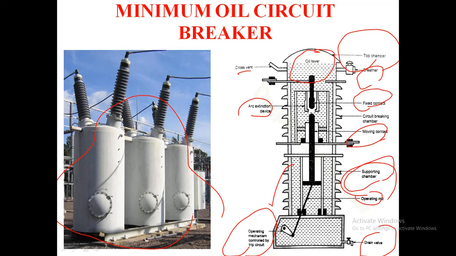So the process of turbulation is that the main section of the arc is successfully quenched and the streams of oil are separated, moving across each section. So this is your minimum oil circuit breaker, and there are some advantages and disadvantages in this type.